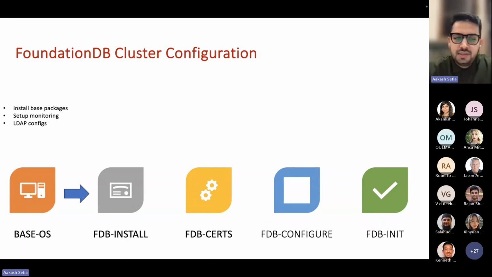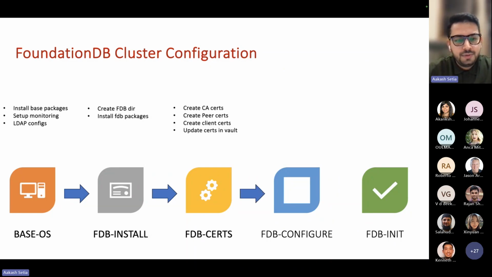And then once everything is done, we have a FoundationDB install function, which creates FoundationDB directories in all our FoundationDB machines, and then installs the FoundationDB package that we require. Then we have a function for FoundationDB certificates. In FoundationDB, we need multiple certificates, and we are using self-signed CSR so that we are creating a CA per FoundationDB cluster, and then we are signing the peer and client certs, and then ultimately committing all the certs.